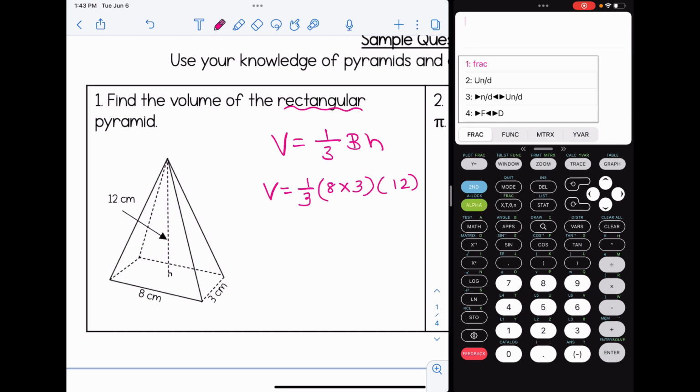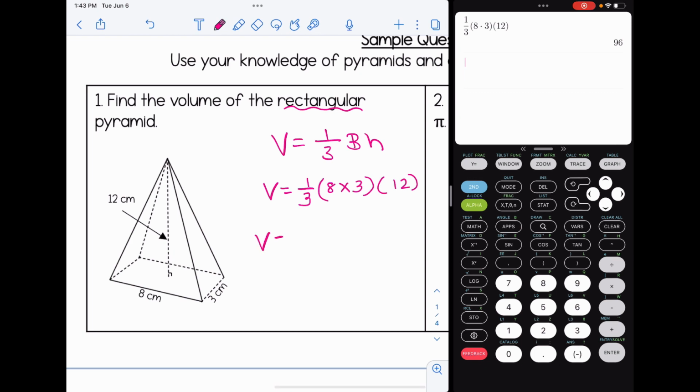So I'm going to put this into my calculator. So 1/3 times 8 times 3 times 12. And I got that the volume of the pyramid is 96. Whenever we find volume, our units are cubed, so centimeters cubed.